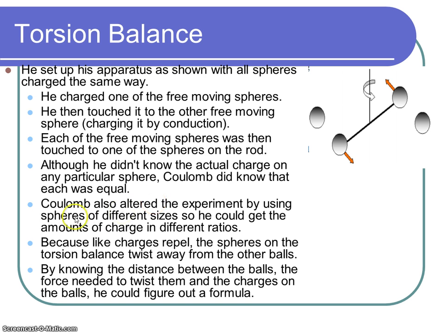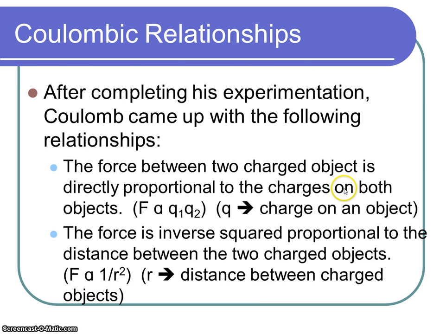So he altered the experiment by using spheres of different sizes, and when he used different size spheres, he was able to deduce that those spheres had different ratios of charge based on their volume. He knew that like charges repel, so the torsion balance would twist away, and if he could determine this distance between them, he could figure out how they were moving. And this is a very long and complex process, but he was able to finally come to a conclusion.